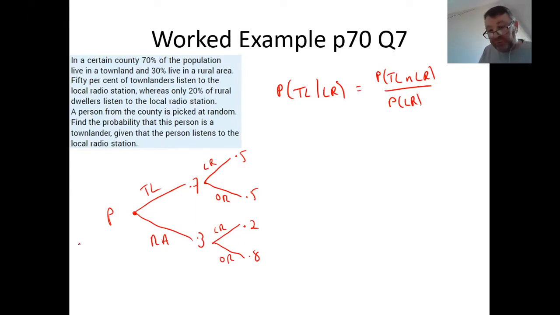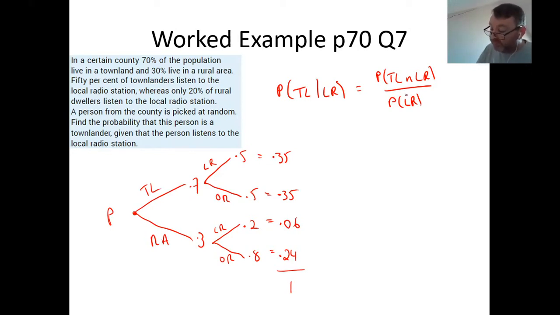So what we normally do with tree diagrams is we multiply out the arms. So townlander who listens to local radio, 0.7 by 0.5, 0.35. A townlander who listens to the other radio stations, 0.7 by 0.5 is 0.35 again. A rural area dweller listening to local radio, 0.06. And a rural area person listening to other radio, 0.24. And I hope you notice, if you add all of those up, what do you get? 1. Why? Because that's the biggest probability we can ever have. Can't go over 1. So they should all add up to 1.